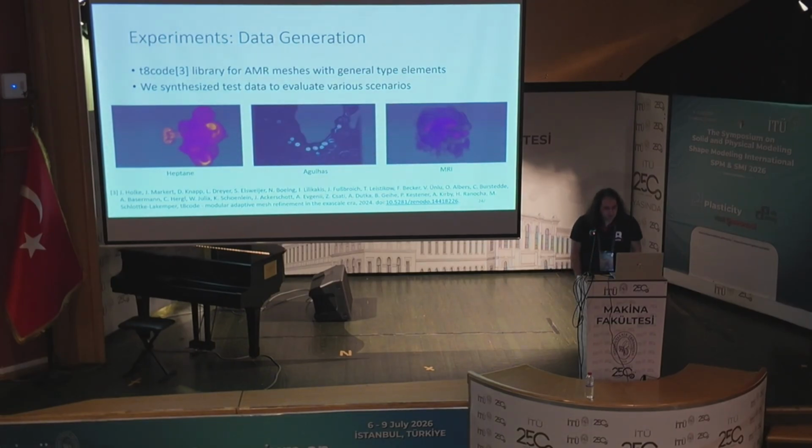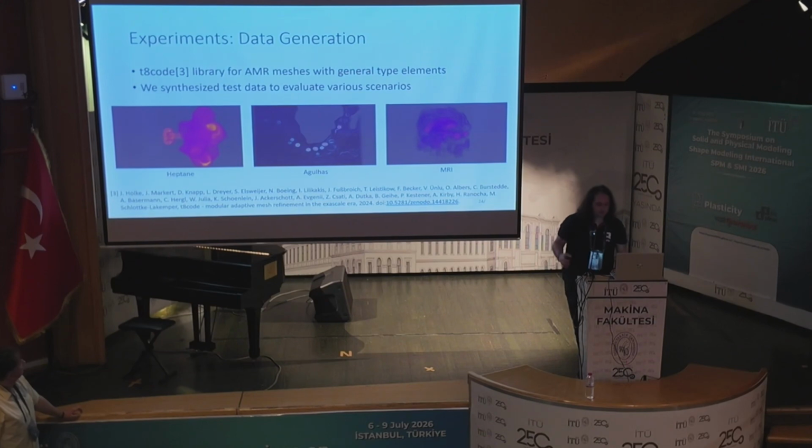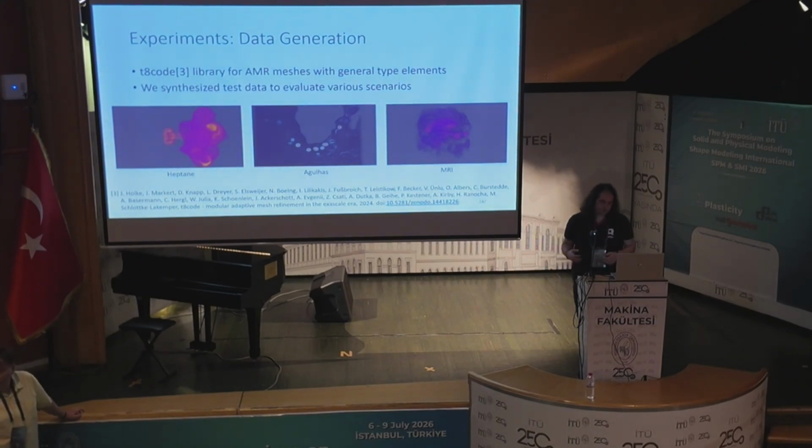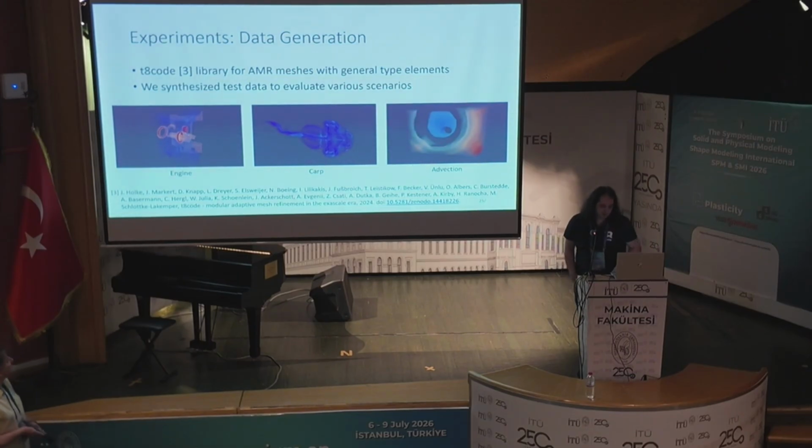So, quickly going over the experiments. We use the TetGen library for generating these volumes, and we synthesize some test data with different scenarios. For example, heptane's data is from a structured mesh, but Agulhas is an unstructured mesh. So we changed some sources of our data to generate various interesting scenarios. And advection we didn't synthesize. It comes from an advection simulation.